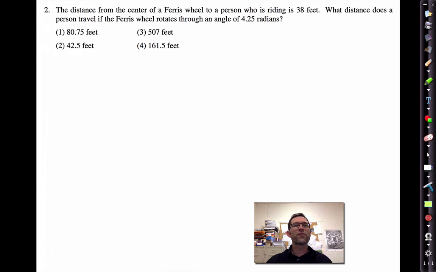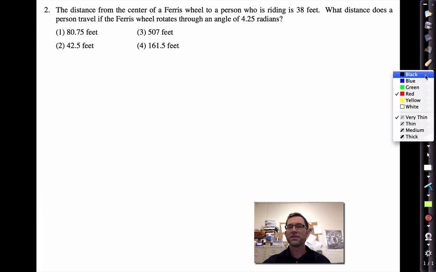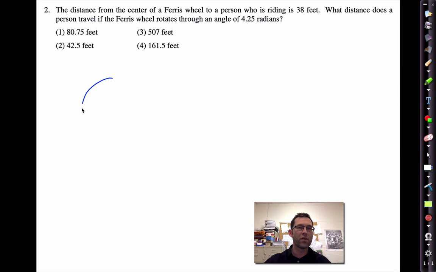The distance from the center of a Ferris wheel to a person who is riding is 38 feet. Hey, let's draw that. Let's not even pause. We've got a Ferris wheel. Well, it kind of looks like a Ferris wheel.